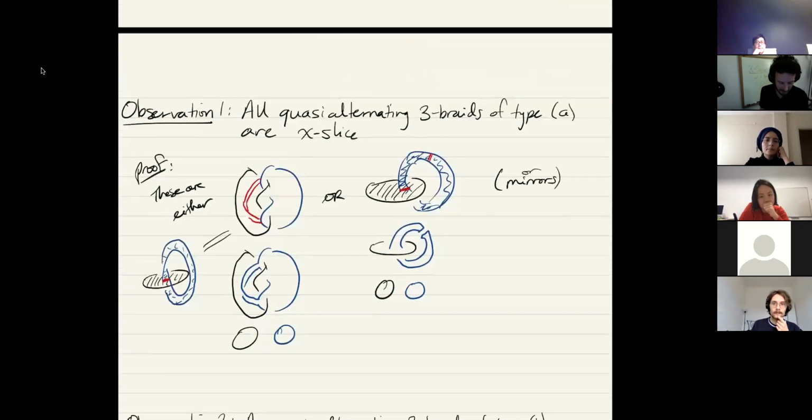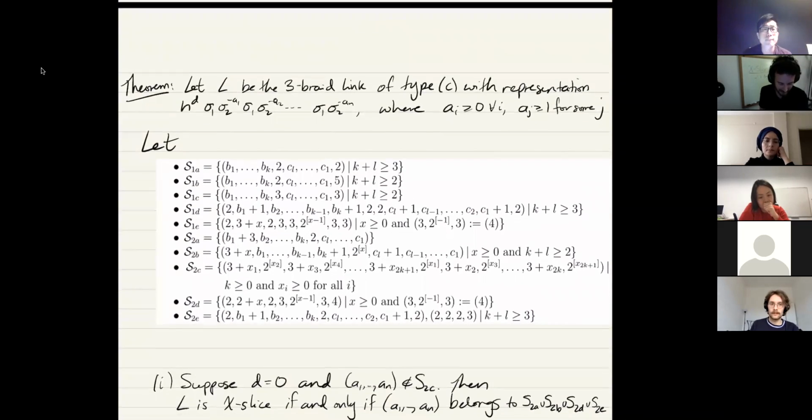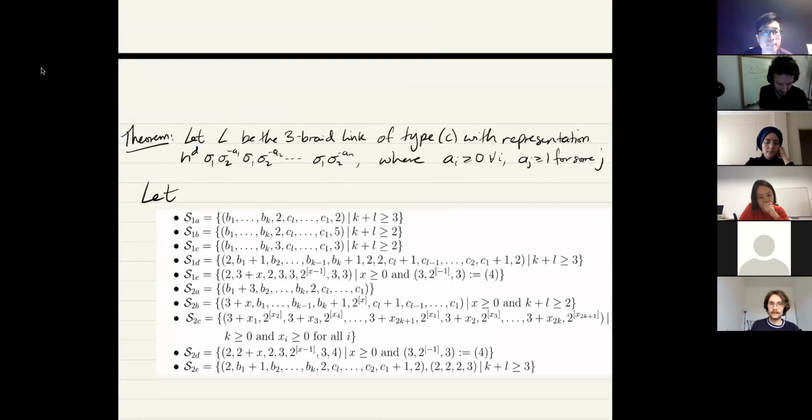And this is not going to be an observation. This I'm going to upgrade to a theorem. And there's a lot of stuff in here. So let me maybe just show this first. So L is going to be a 3-braid link of type C. And this is the representation. Just to remind you, all of these exponents are integers. They're non-negative. One of them has to be strictly positive.